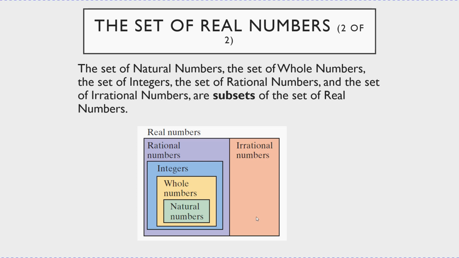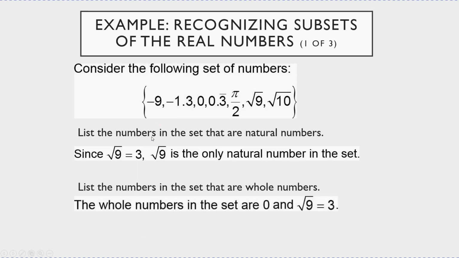If you look here, the natural numbers are a subset of the whole numbers. Whole numbers are a subset of integers. Integers are a subset of rational numbers. And then irrational numbers are on their own, but they are themselves a subset of real numbers. All right, let's work some quick examples about recognizing these subsets.